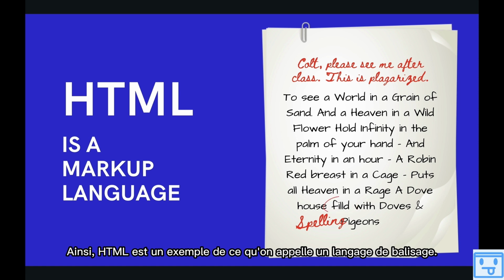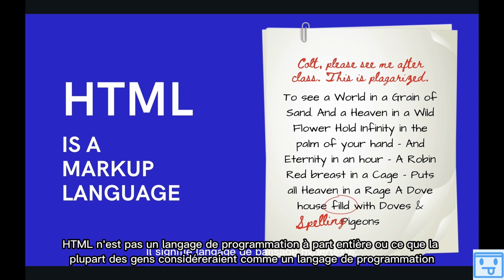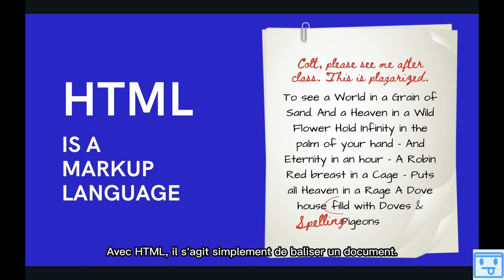So HTML is an example of something called a markup language. It stands for Hypertext Markup Language. HTML is not a full-blown programming language, or what most people would consider a programming language, where we implement complex logic, and we don't have anything like that. With HTML, it's just about marking up a document.